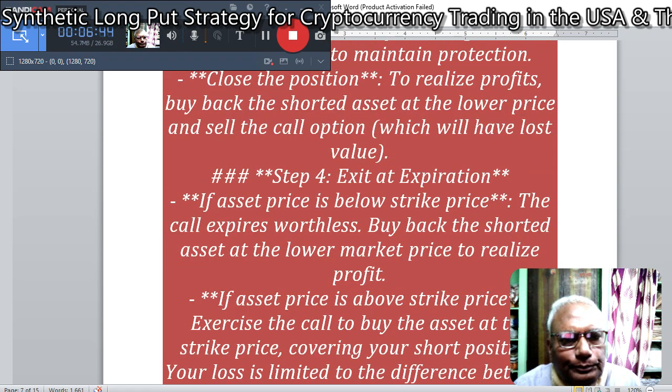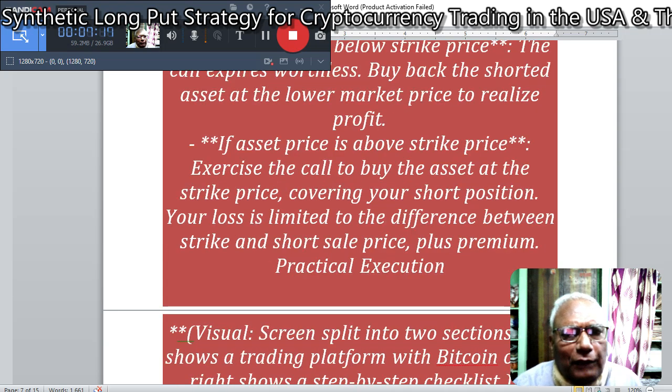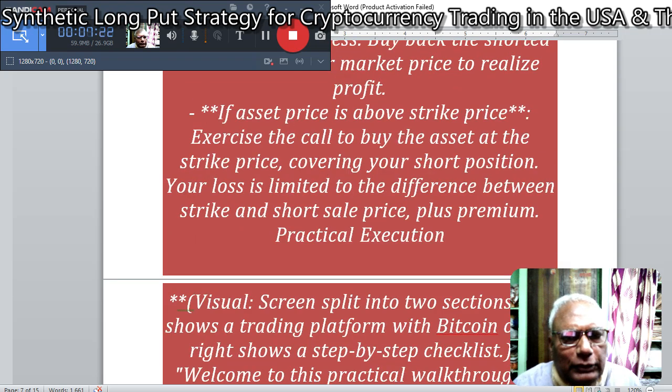Step 4. Exit at expiration. If the asset price is below the strike price, the call expires worthless. Buy back the shorted asset at the lower market price to realize profit. If the asset price is above the strike price, exercise the call to buy the asset at the strike price, covering your short position. Your loss is limited to the difference between strike and short sale price plus premium.